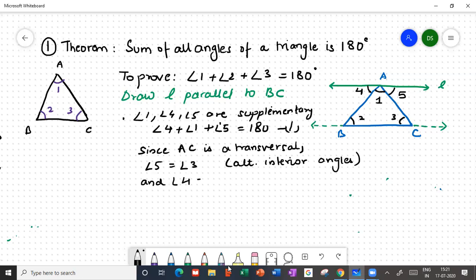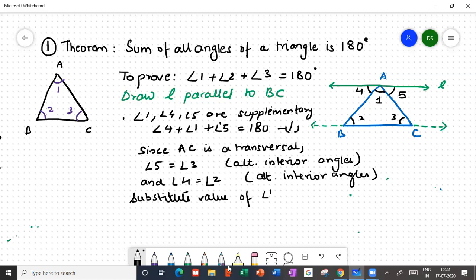Same, alternate interior angles. So just substitute the value of angle 4 and angle 5 in 1. Correct. So what do we get? Angle 2 plus angle 1 plus angle 3 is equal to 180. That's it.